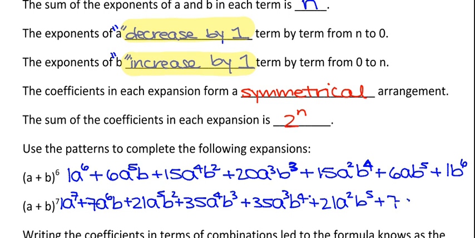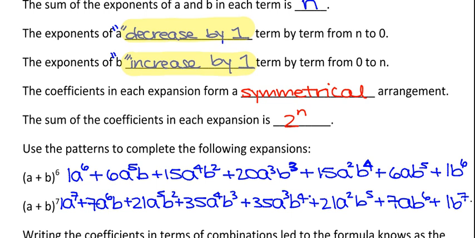Then 7a, b to the power of 6. And then 1 with our a's disappearing because I have an exponent of 0. And b to the power of 7. So good for you if you were able to get that.